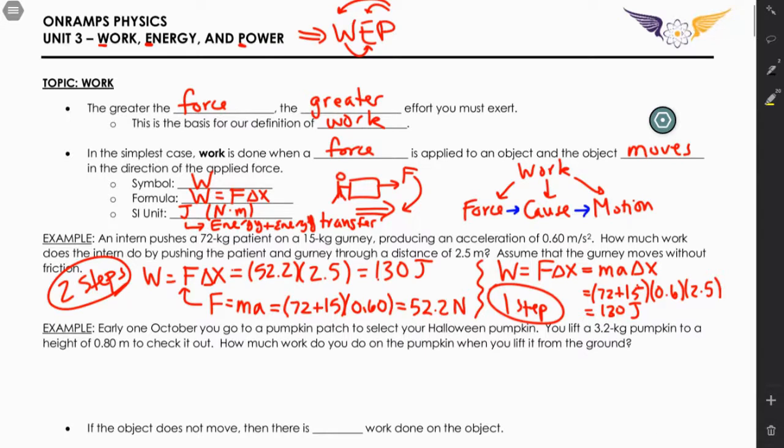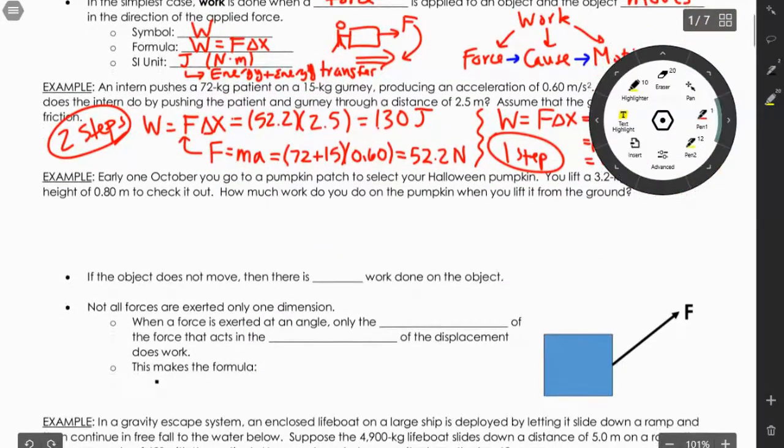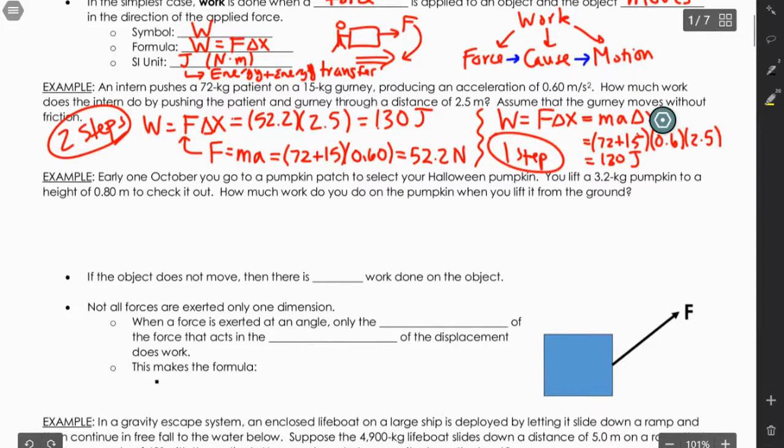I almost prefer the 1-step method by plugging in the formula, because what happens if I make a mistake in calculating the force? If I do it all in one shot, I know when I plug it into the calculator, I can limit it to a calculator mistake versus an actual mistake of miscalculating the force.